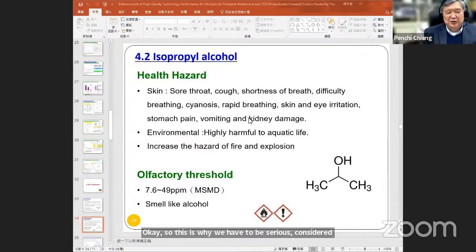Okay, and as you know, the electronic industries are using a large amount of the IPA. So either we try to recover and reuse the IPA on site, otherwise we try to reduce the IPA to a level which can be accepted from the aspect of human health and public nuisance. Okay, so this is the threshold for isopropyl alcohol.